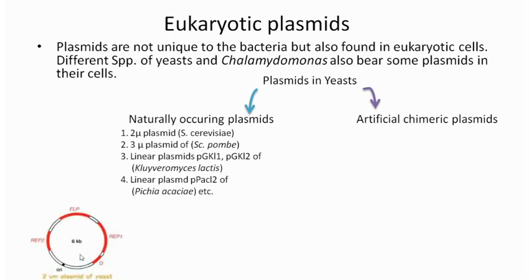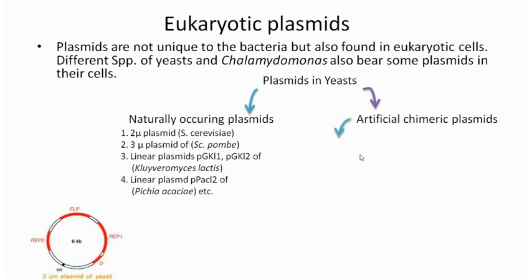This is the structure of the 2 mu circle, which has been talked about more, and they contain different genes: REP1, REP2, origin of replication, D element, FLP element. We will talk about these in detail in a separate video.